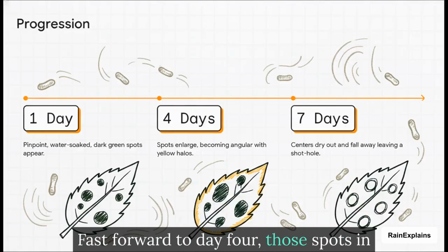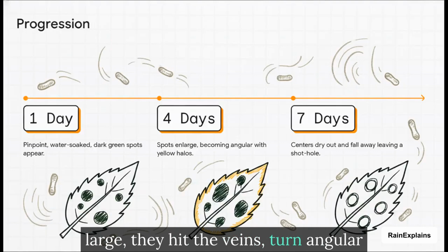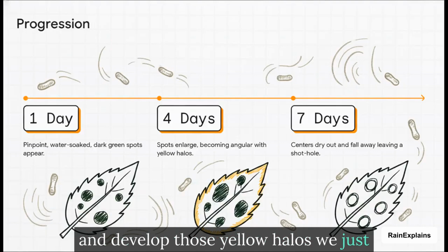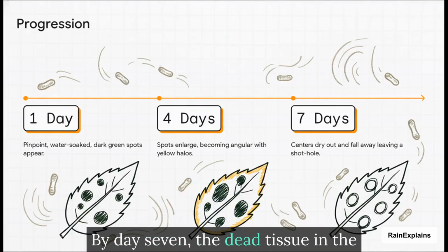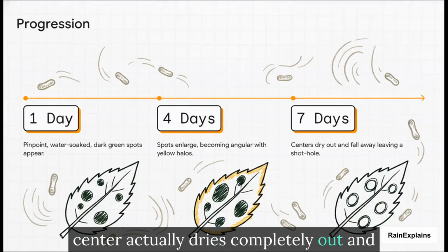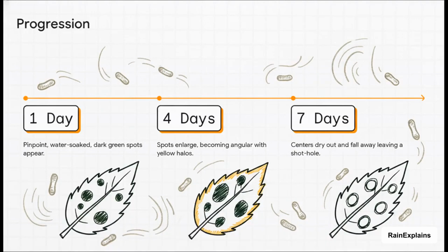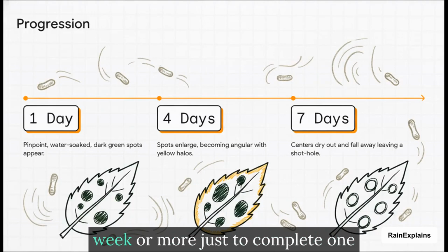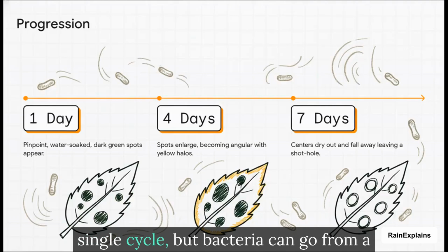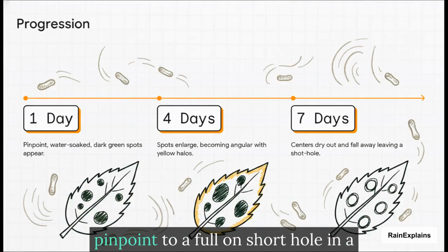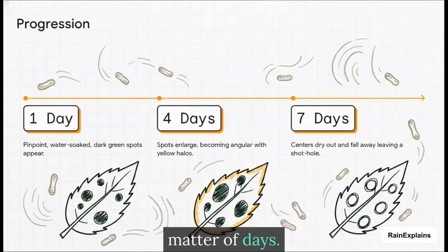Fast forward to day 4, those spots enlarge, they hit the veins, turn angular, and develop those yellow halos we just talked about. By day 7, the dead tissue in the center actually dries completely out and drops right out of the leaf. It leaves what experts call a shot hole appearance. Fungal cycles generally take a week or more just to complete one single cycle, but bacteria can go from a pinpoint to a full-on shot hole in a matter of days.